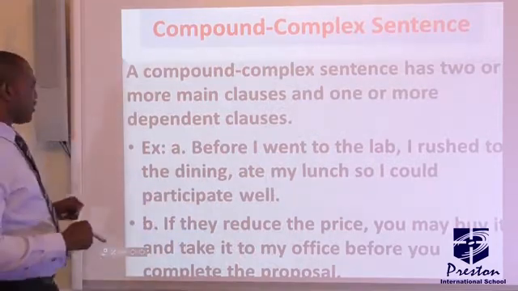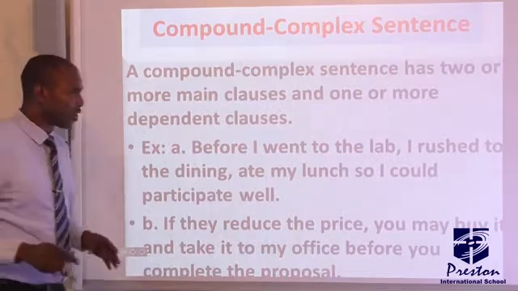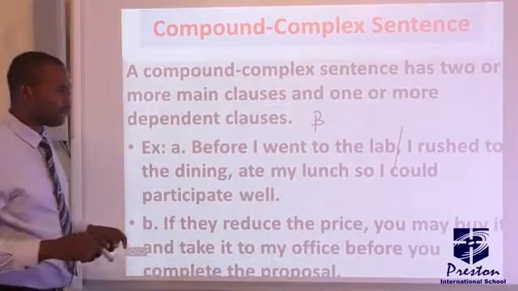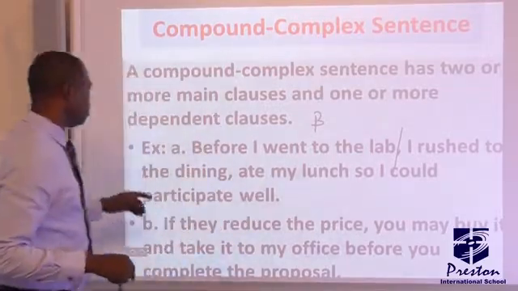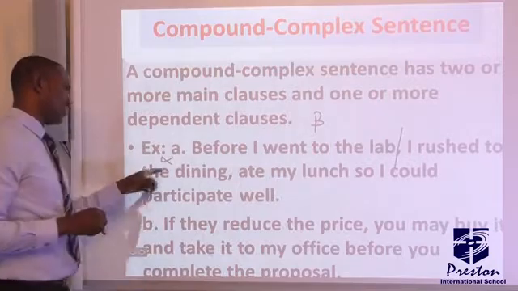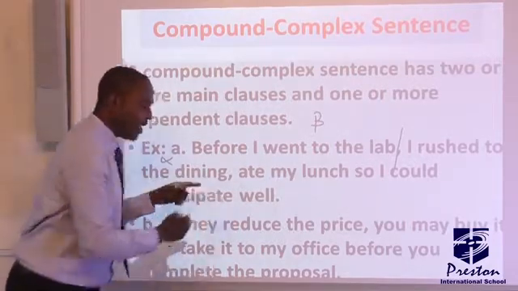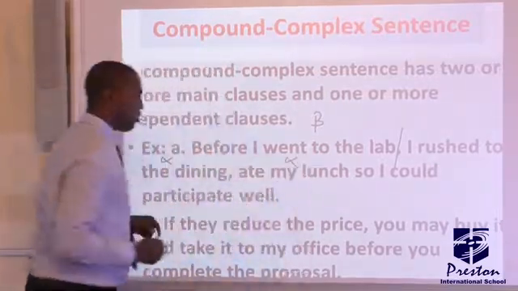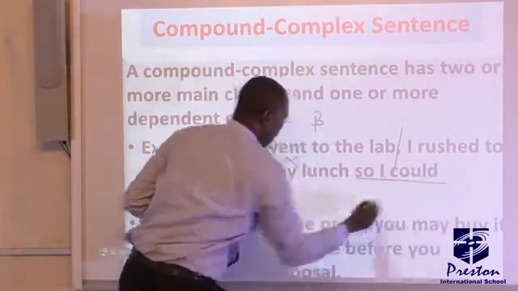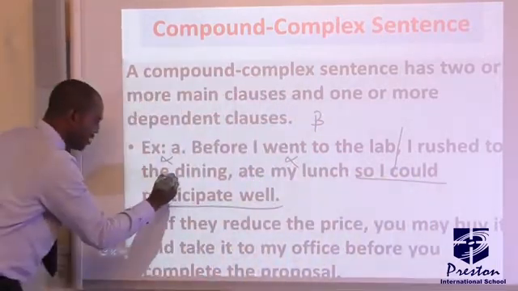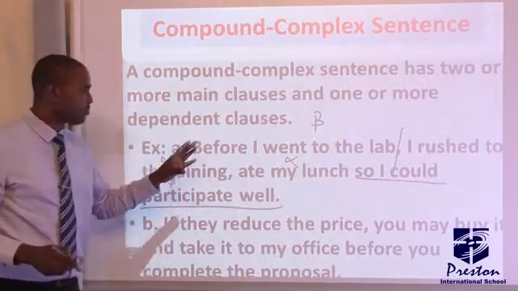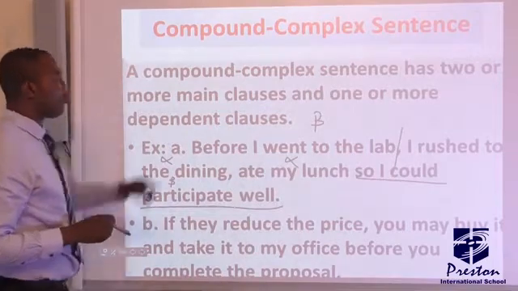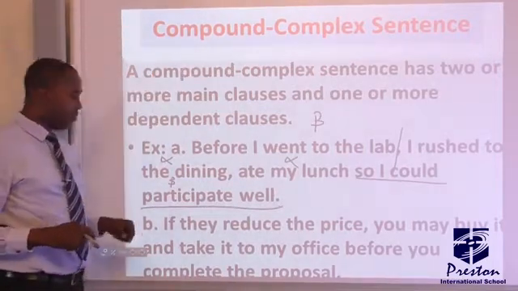Are you there? Alright, so if you look at this example, we have the first clause, before I went to the lab. So this is a subordinate clause, it's a beta clause. The next one, I rushed to the dining. This is a main clause, it's an alpha clause. Because of this comma, the next clause is also main. Ate my lunch is another main clause. So the last one, so I could participate well, is another beta clause. So the structure of this sentence is two main clauses, two subordinate clauses. So once you have that, you say you have a compound complex sentence.